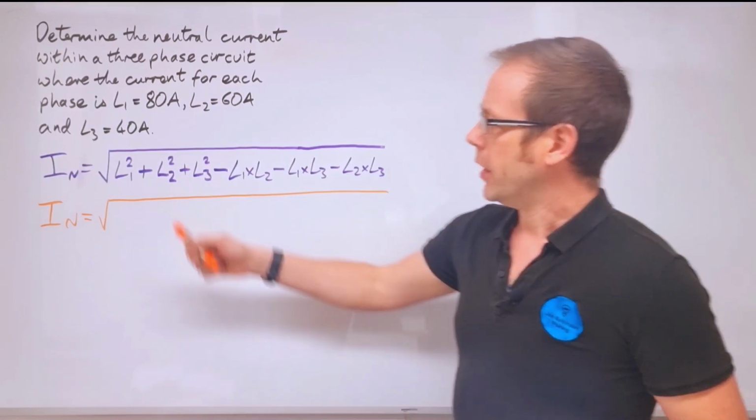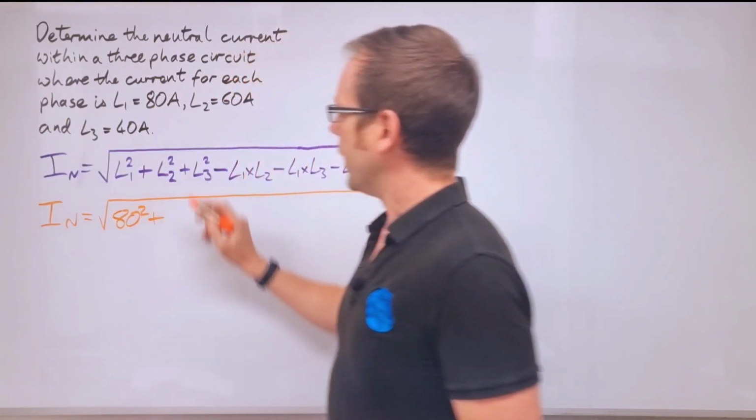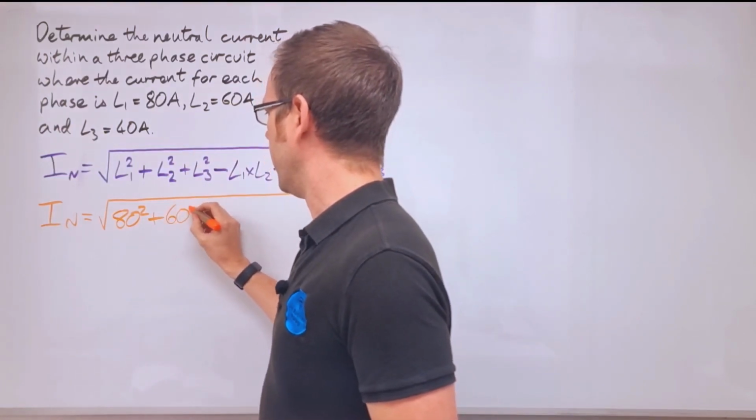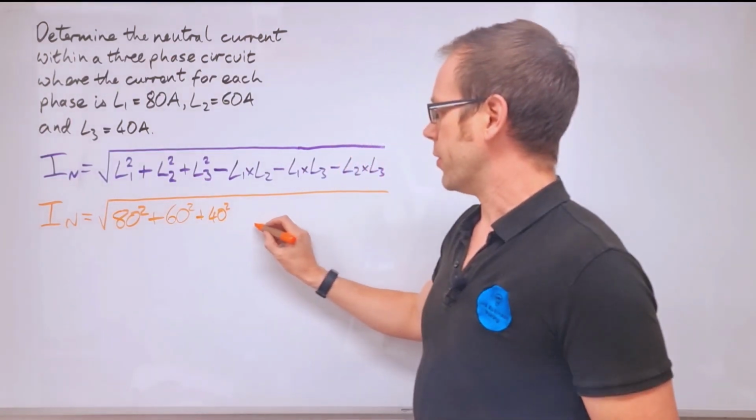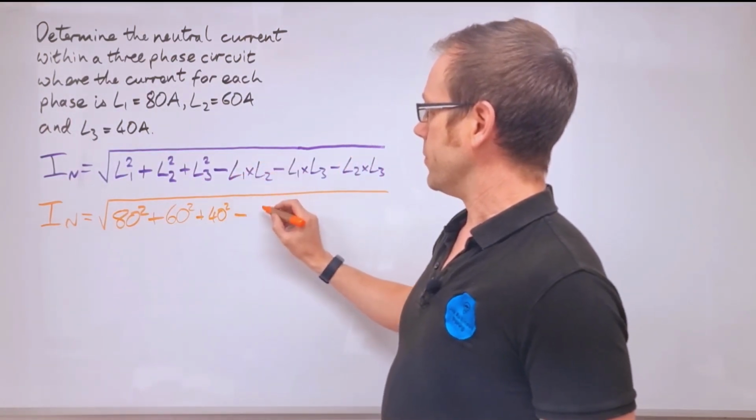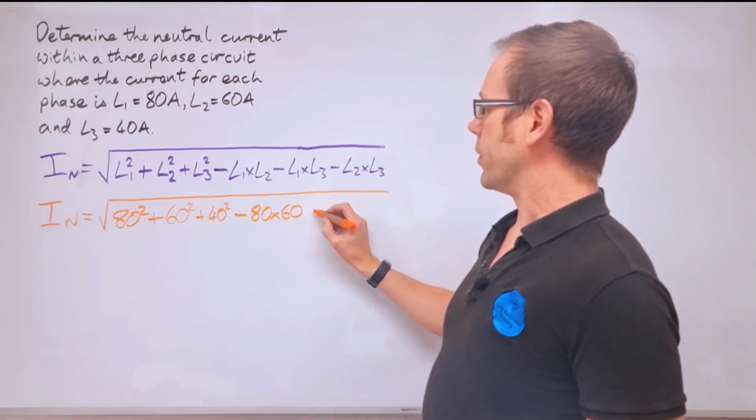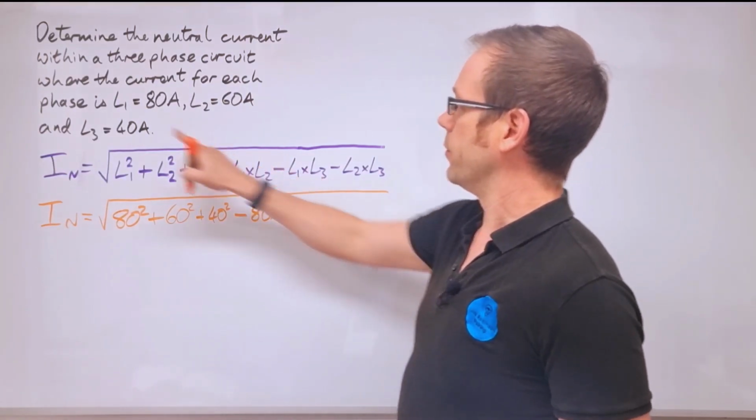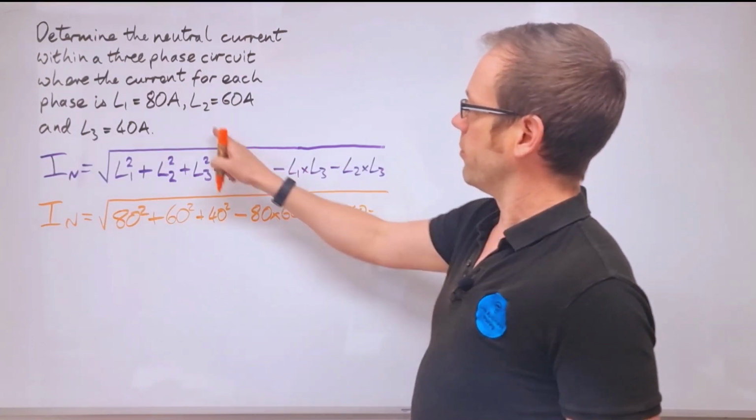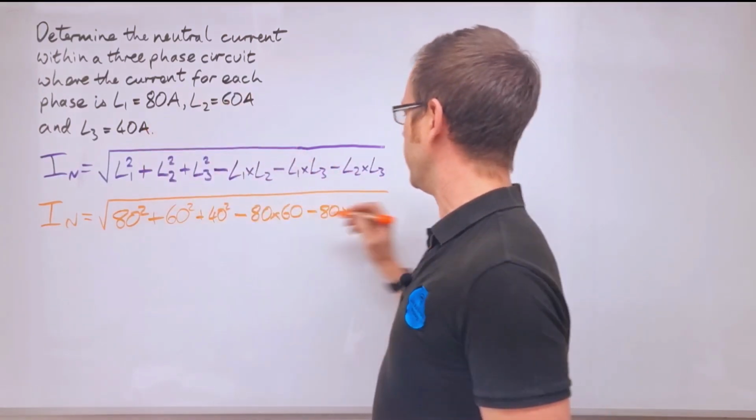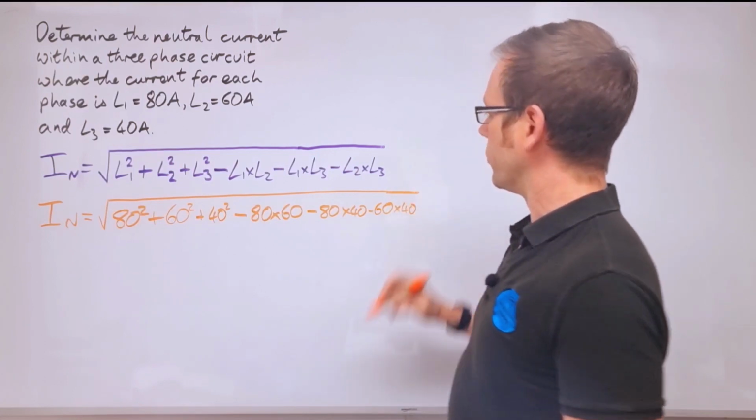So let's put these numbers in. We've got I1 squared, so that's 80 squared. And then I2 is 60, so that's 60 squared. And then we've got 40 squared. And then we're going to subtract from that I1 times I2, so that's 80 multiplied by 60. And then we're going to subtract from that I1 times I3, which is 80 times 40. And then we're going to subtract from that I2 times I3, which is 60 times 40. Okay, told you I'll never get those square root symbols long enough.